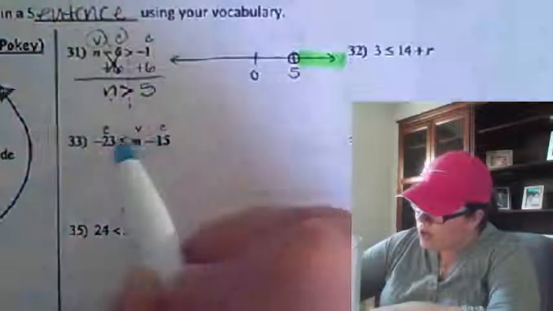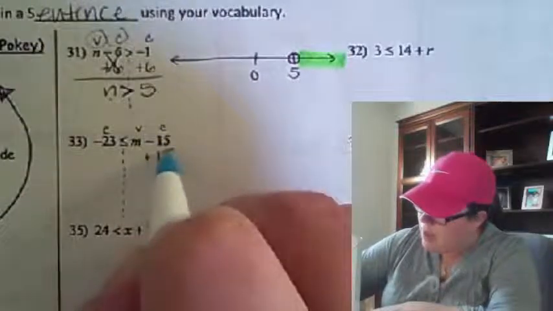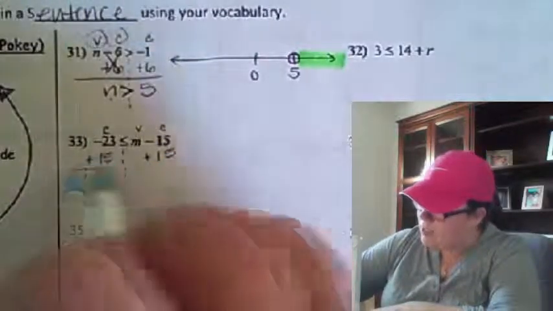So since there's already a constant alone here and a variable here, I'm going to move this constant by doing the inverse operation just to keep things fair.